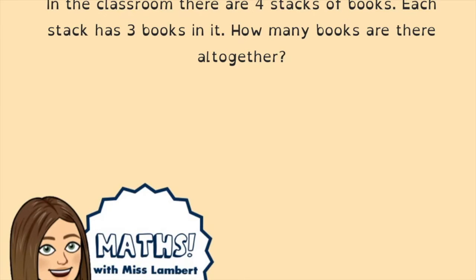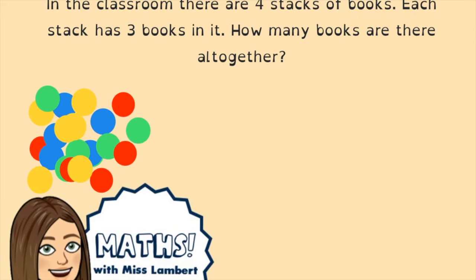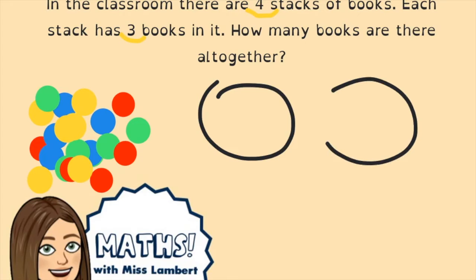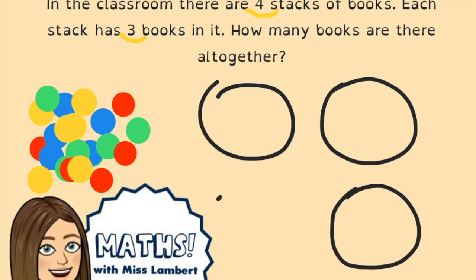I can work this out by getting some beans or some counters and putting them into groups like the stacks of books. Here's a pile of counters that I can use to help me. So in my problem I can see that I've got 4 stacks of books and each stack has 3 in it. So I'm going to draw where my 4 stacks will go. I'm going to imagine that my counters are the books and I'm going to put them in.